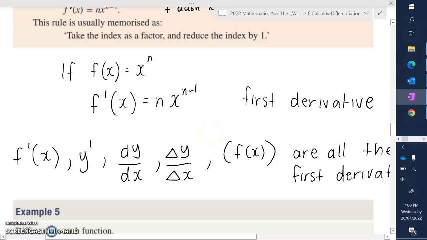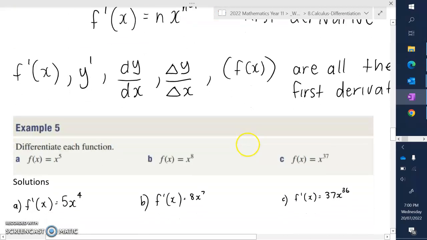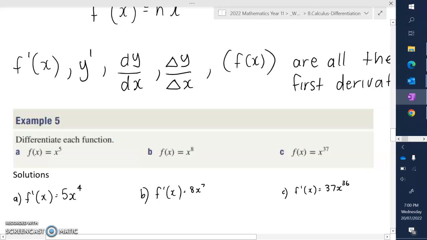Notation-wise, this little f dash of x here, we're going to learn that we could write it as y with a little dash. We could also write it as dy dx, and this little triangle, which is delta y over delta x, and we'll explain what that means. I'm not going to talk about this today, that's where we look at first principles. You may have seen that in physics before. And this one we don't see too often, f of x with extra brackets around it. They're all that first derivative. So let's have a look at doing that. Differentiate each of these functions.